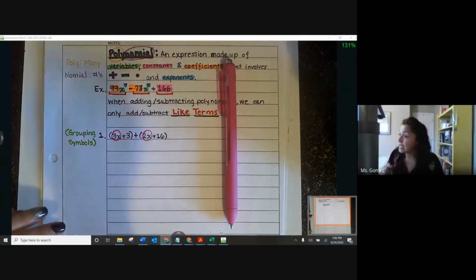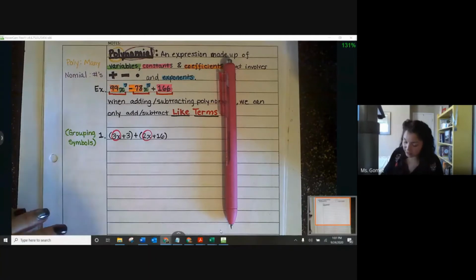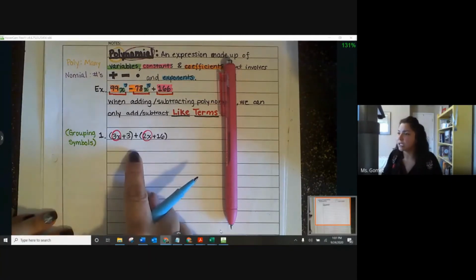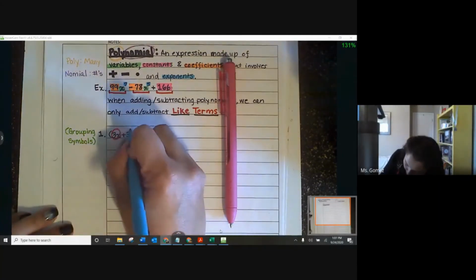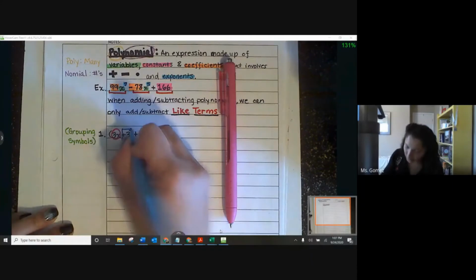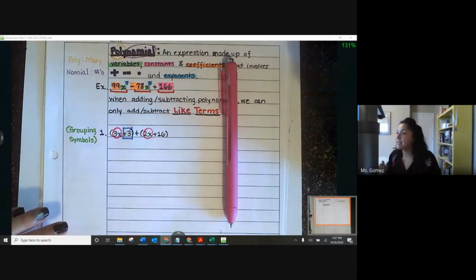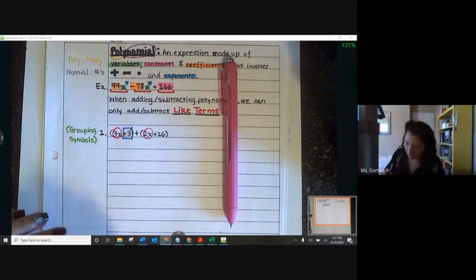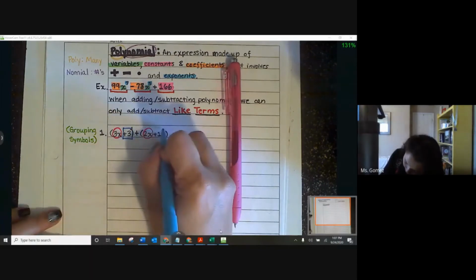What is another like term? Oh, Brianna. So Brianna is recognizing my constants. What kind of 3 is that actually? Is that a positive or a negative 3? So I'm going to include the plus sign in my box. And oh, okay, you confirm for me that my 16 is also positive.